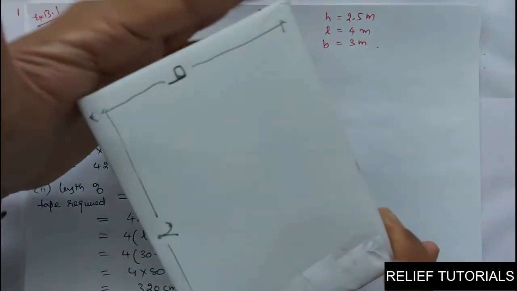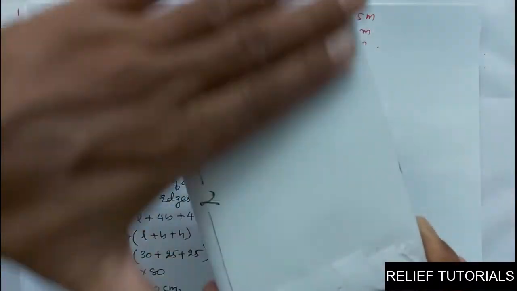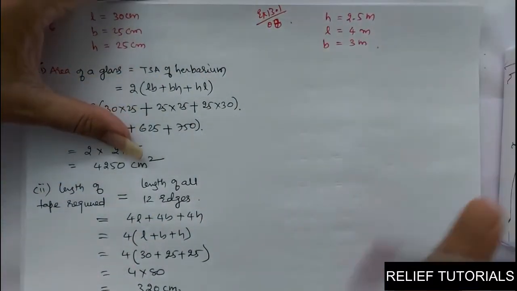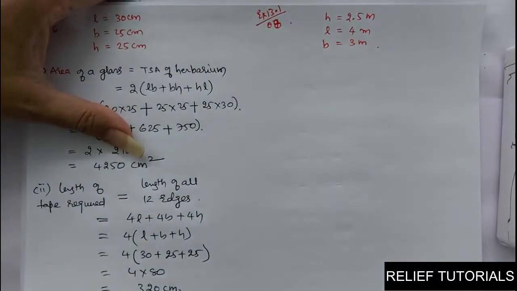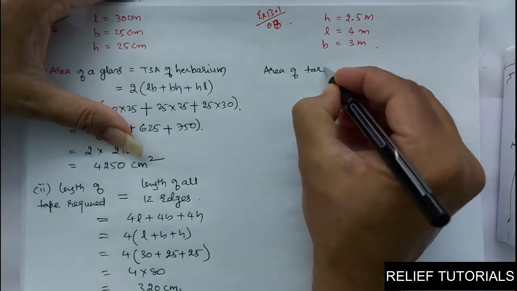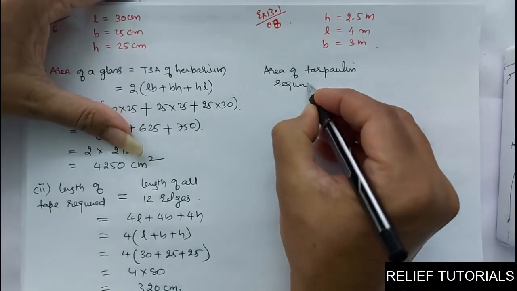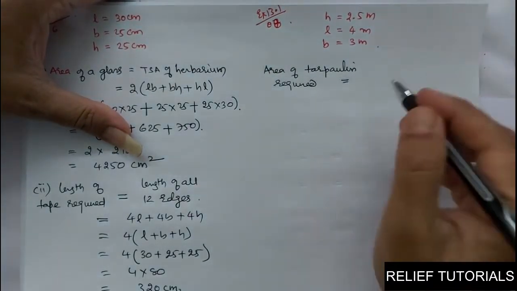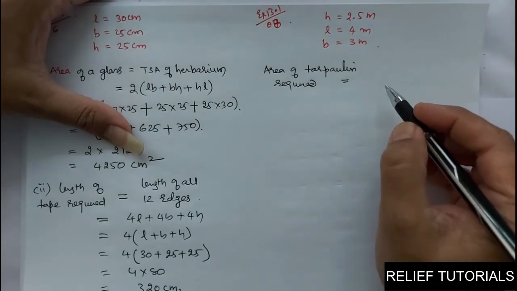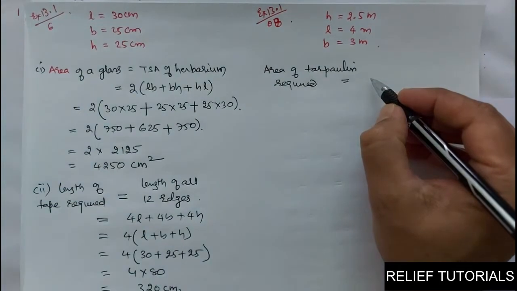Bottom, no need of tarpaulin. Tarpaulin is required at the 4 lateral faces and at the top. So 5 faces. So the area of tarpaulin required is equal to the area of 4 lateral faces and top. Clear? Area of 4 lateral faces and top.